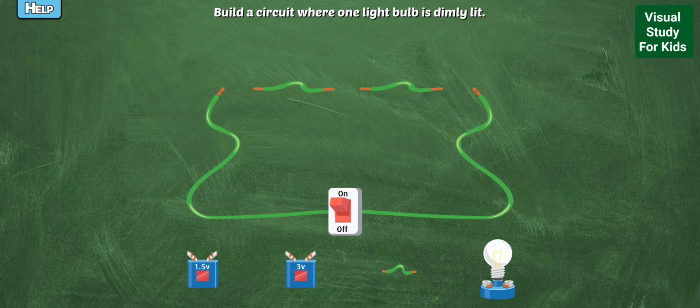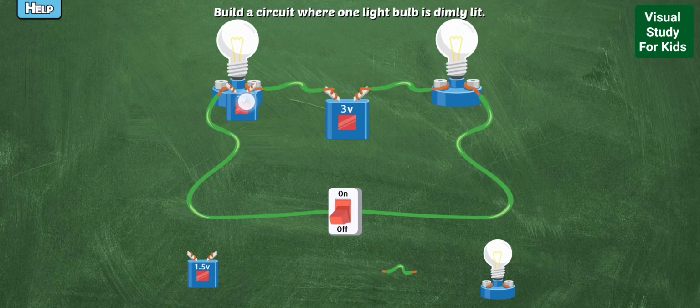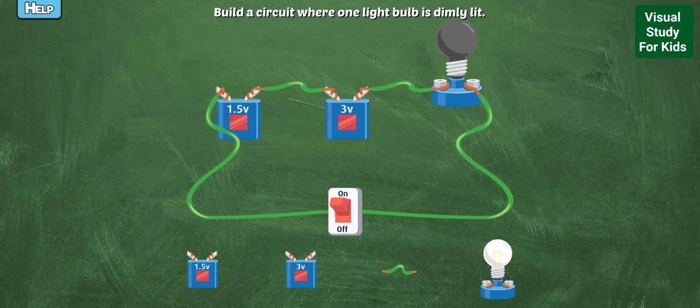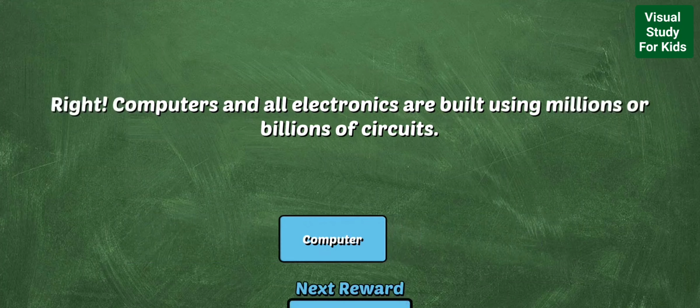Build a circle where one light bulb is dimly lit. Well done! Right!